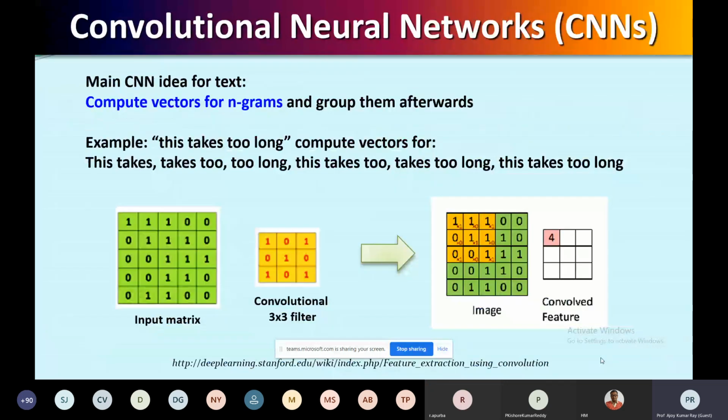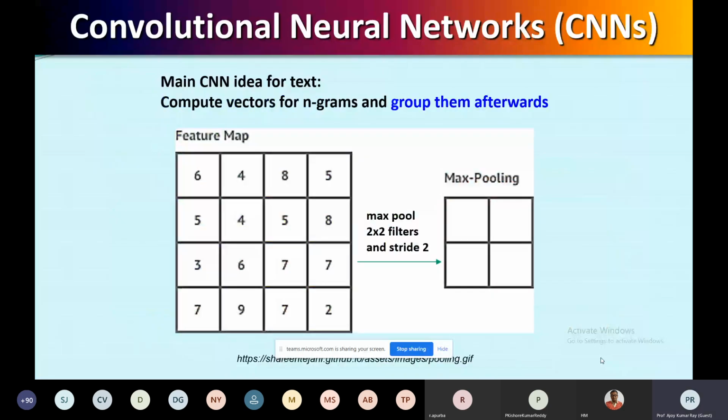In convolutional neural networks, in fact, I have been taking much more time. So in a convolutional neural network for text, we compute vectors for n-grams and group them. Now this is very important: how the convolved features are getting pooled. So the main CNN idea for text is to compute vectors for n-grams and group them afterwards.